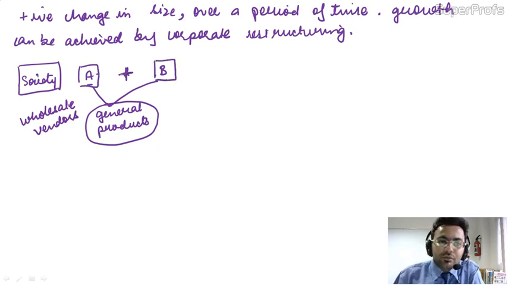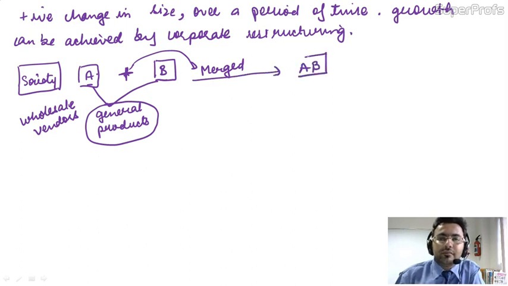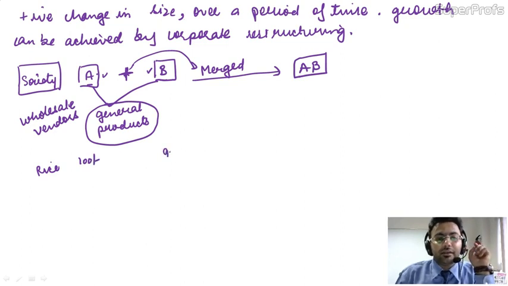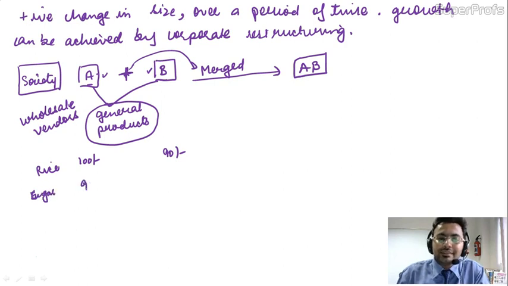Now what happened? They both got merged and they have opened a unit known as AB. Now the share which they used to have earlier, let us suppose earlier rice was there and A used to sell the rice at 100 rupees. B used to sell them at 90 rupees. Let us take it as sugar. He used to sell it at 90 and he used to sell it at 100. So what is that?